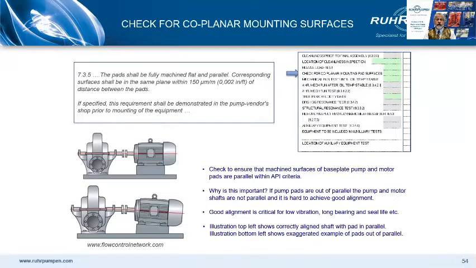Check for coplanar mounting surfaces. Well, this means checking that the mounting pads are flat and parallel.